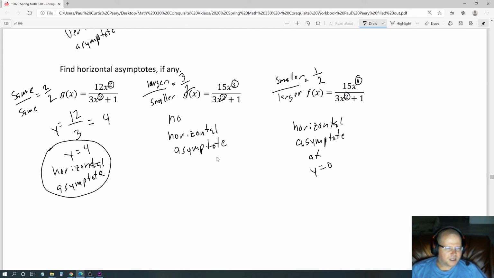So 3 different possibilities. If the exponents are the same, it is a fraction made out of the coefficients of the numerator over the denominator, and then you simplify if possible. If they have a larger exponent on top and a smaller on the bottom, there is no horizontal asymptote. If the exponent on the top is smaller than the exponent on the bottom, then you have a horizontal asymptote at y is equal to 0.